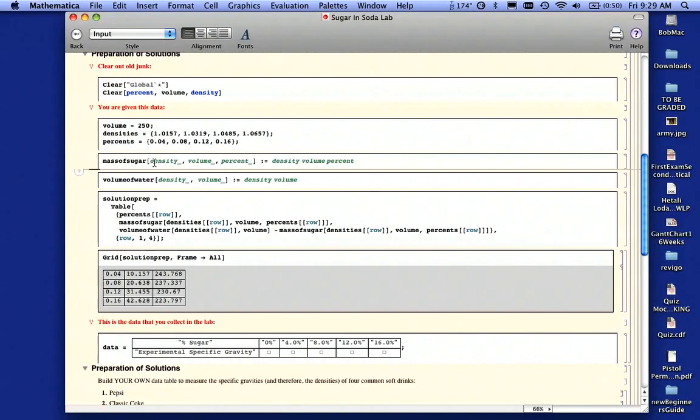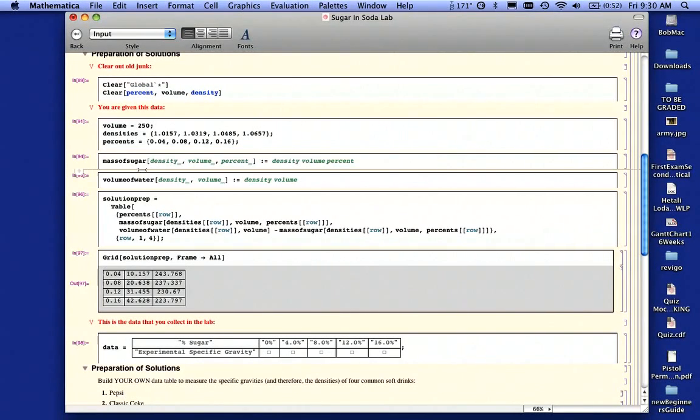So notice that mass of sugar, notice by the way that variable name is all one word and all lowercase. I need to know the density, I need to know the volume, I need to know the percent. And by using the colon equal sign there, we're saying this is a reusable function, meaning this is a function that I can define at one time and then use it over and over again. I'm going to evaluate my whole notebook there.